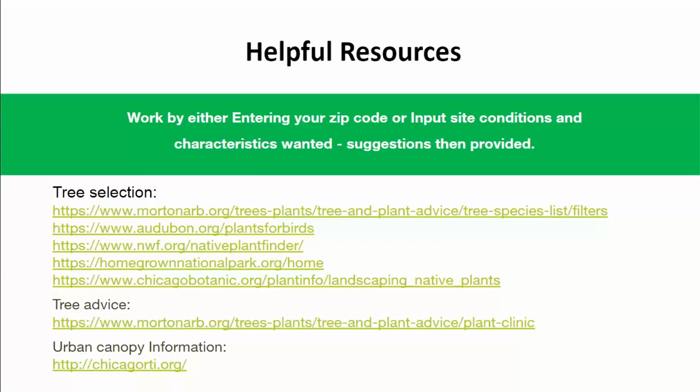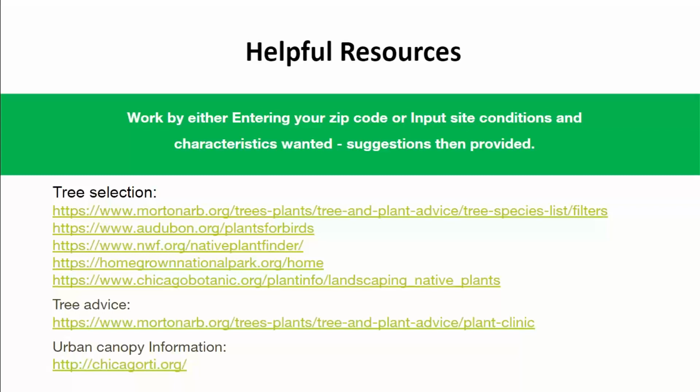Here are some helpful resources. They work by either entering your zip code, so you can click on the website, put in your zip code, and it will tell you specifically what native trees you should consider for your area. Or maybe you can put in the characteristics that you want for your tree. For instance, you want your tree to be in full sunlight, and you want it to have beautiful spring flowers, but yet edible fruit, and you want it to be native, and you have clay-like soil that doesn't drain very well. You can put in all of those characteristics, and it will also give you suggestions too.